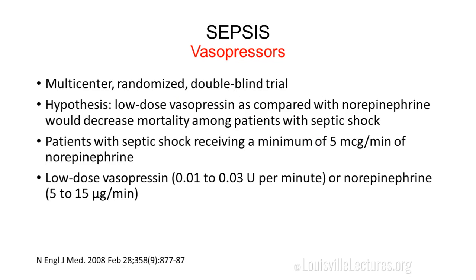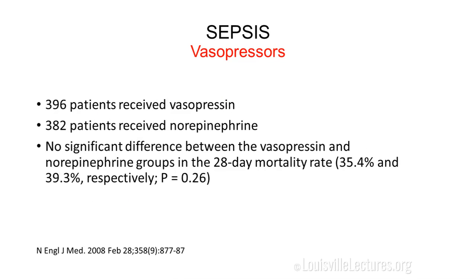So they included patients who had septic shock and were already receiving a minimum of 5 micrograms per minute of norepinephrine. And then those patients were randomized to add low-dose vasopressin, so they would add to the norepinephrine the patient was already receiving, or just titration of norepinephrine. And so the study included 396 patients that received vasopressin and 382 patients that received norepinephrine. And there was no significant difference between vasopressin and norepinephrine groups in 28-day mortality. So it was a neutral study, didn't show any difference in mortality.